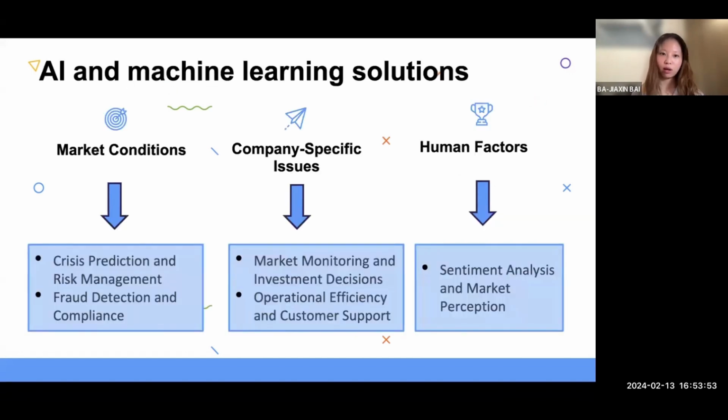For the market conditions, as I said before, we can't avoid them, but we can predict them. So we think about using AI and machine learning to create a crisis prediction and risk management model, and a fraud detection and compliance model to solve the market conditions problems.